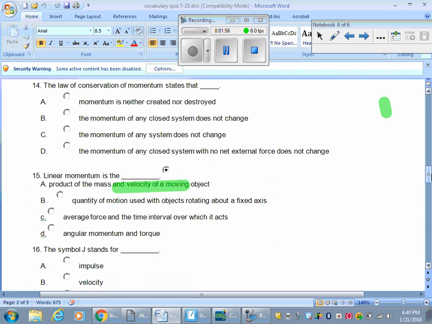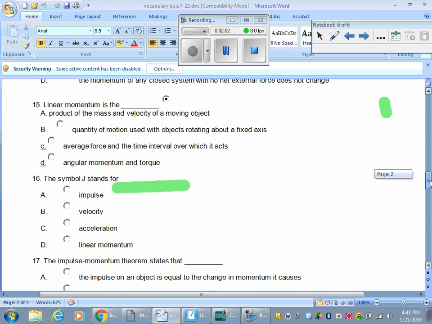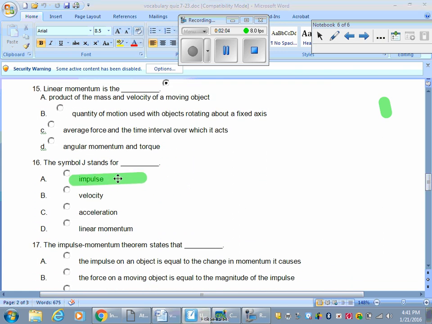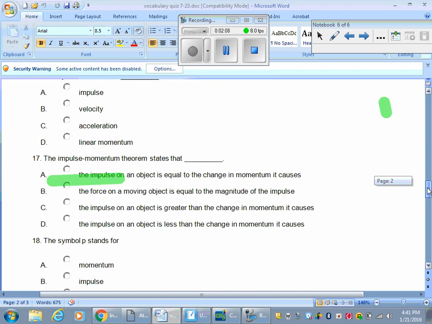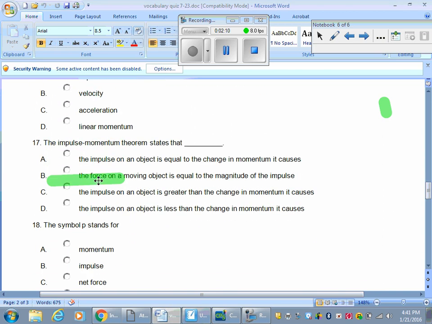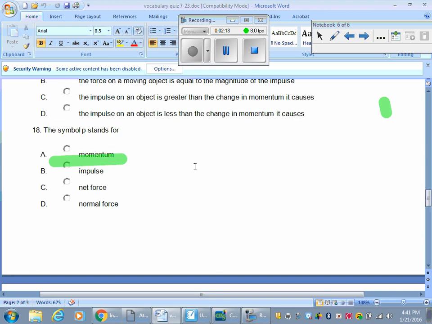Linear momentum is A, product of mass and velocity. Remember, product is multiply. J stands for impulse. Remember that, Jim pulse. Impulse momentum theorem states A, the impulse of an object is equal to the change in momentum it causes. Symbol P stands for, that's right, momentum.